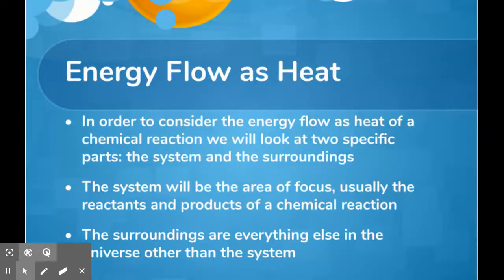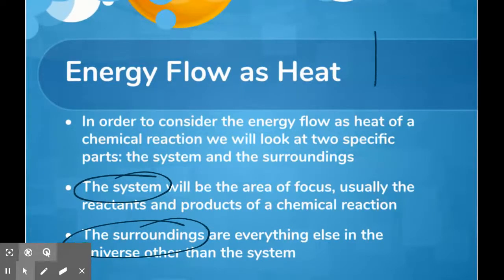Whether we're dealing with endothermic reactions and heat is flowing in, or exothermic reactions and heat is flowing out, we need to determine what heat is flowing in or out of. So the system will be the area of focus, usually the reactants and the products in a chemical reaction. The surroundings are everything else in the universe other than the system.